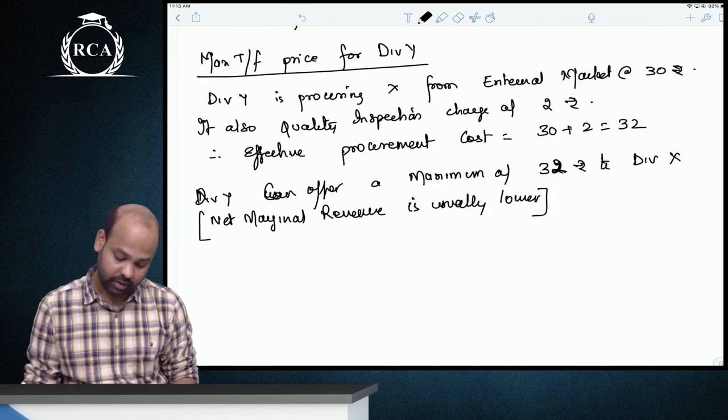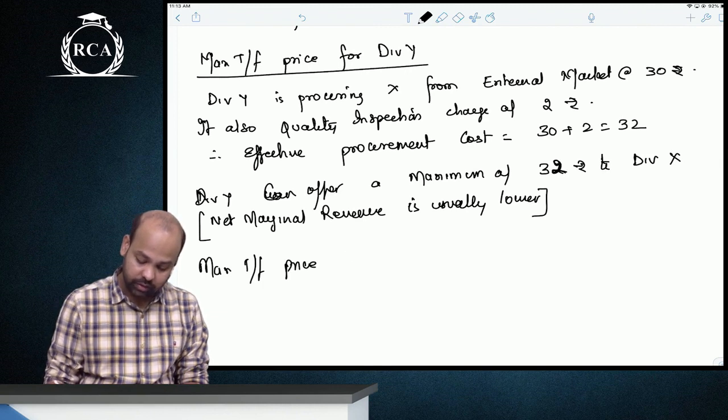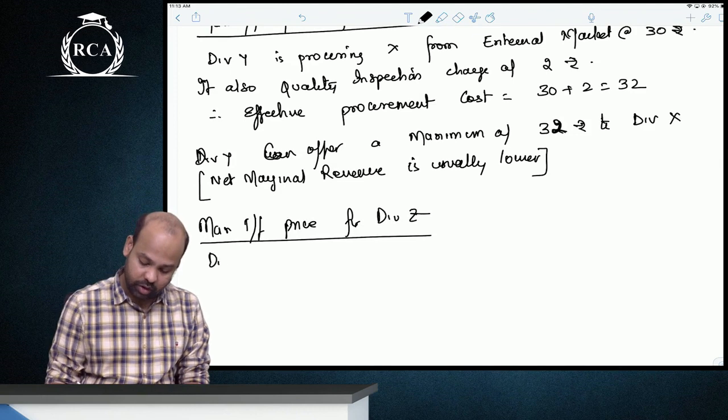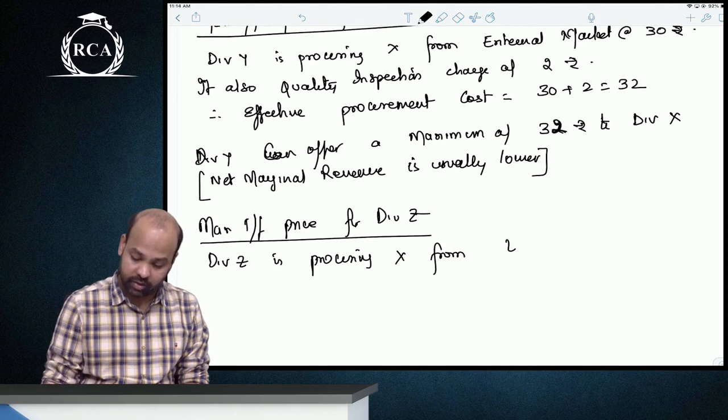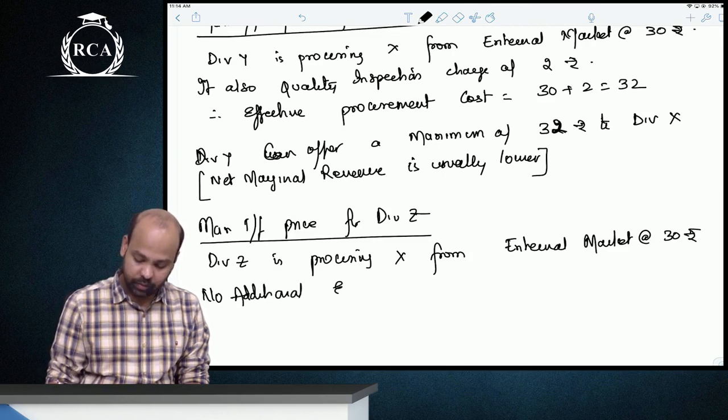Understood? If you talk about maximum transfer price for division Z, division Z is procuring X from the external market at 30 rupees. No additional expenses. There are no additional expenses, guys.